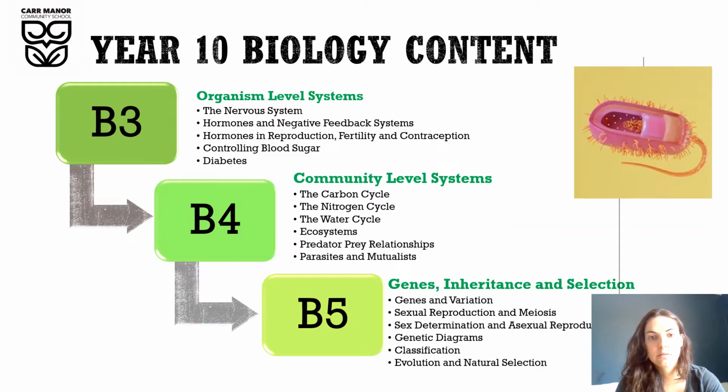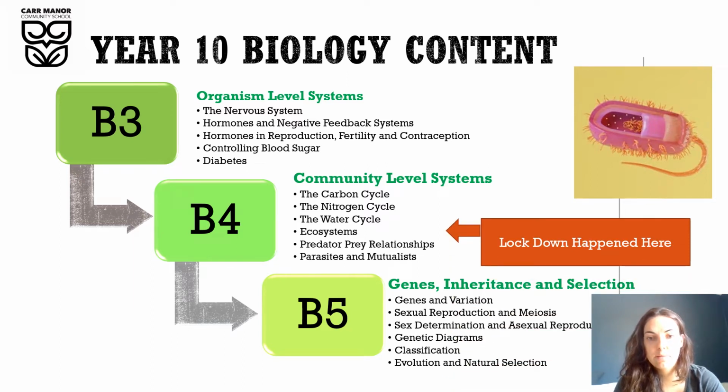The Year 10 content then, we would usually go through B3, B4 and B5 in Year 10. However, lockdown happened when we were halfway through B4. Okay, so we have covered this. So we've covered organism level systems and we're halfway through community level systems. So we got up to ecosystems.